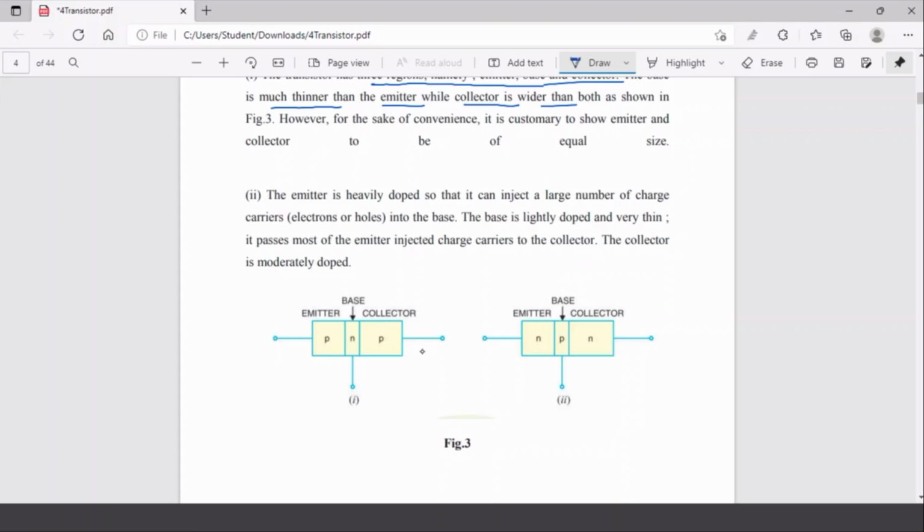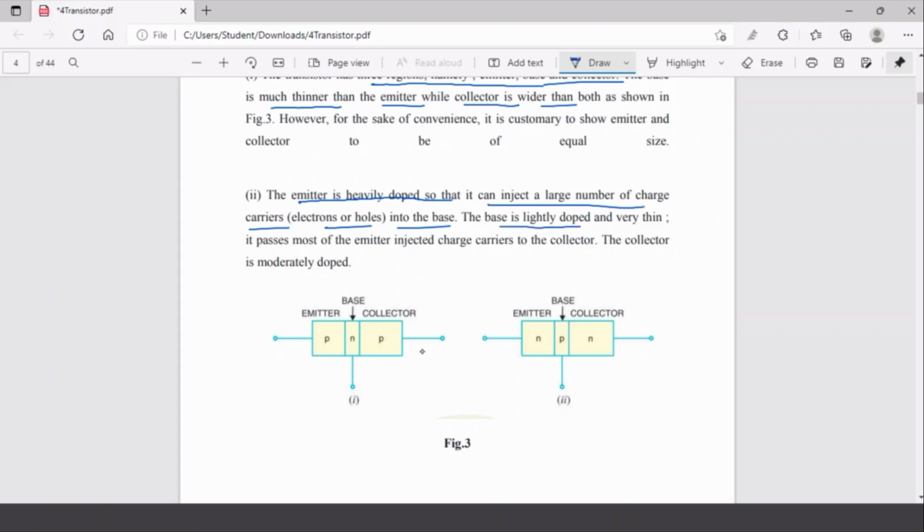Also, the emitter is the heavily doped layer here. Emitter is the heavily doped layer. What is the reason? So that it will be able to release or inject a large number of charge carriers, which can either be holes or electrons, into the base region.